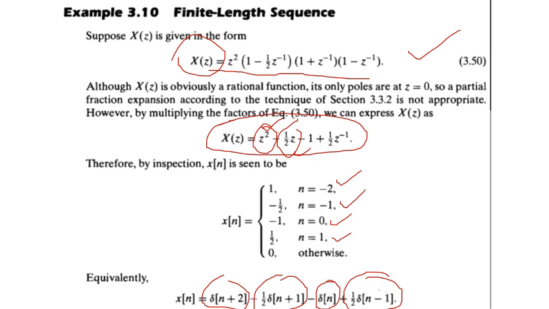So we cannot apply partial fraction here because this is not in p by q form and the only poles are at 0. When we have poles at locations other than 0, then we can apply partial fraction, but here we cannot apply partial fraction. So we can simply multiply them and find out the inverse z transform.